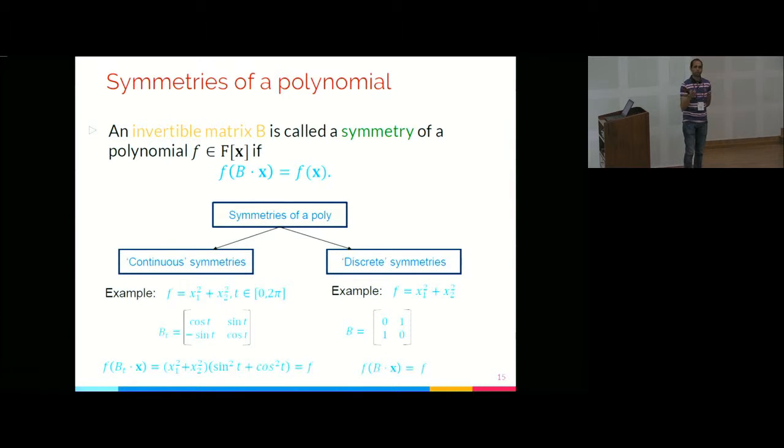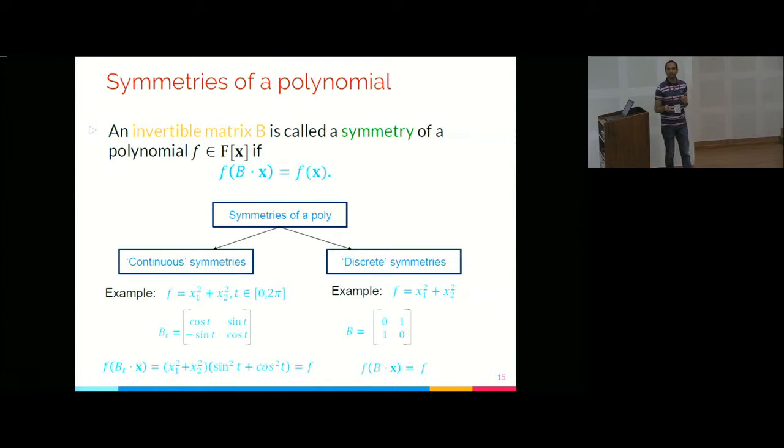So consider the same polynomial, f equals x1 square plus x2 square. First I'm giving the example of continuous symmetries. Take a parameter t from the real numbers 0 to 2π, and your matrix to be matrix Bt like this. On the diagonal you have cos t, and on the off diagonal you have sin t and minus sin t. Now when I multiply Bt with x and feed it into the polynomial, the polynomial becomes x1 square plus x2 square multiplied by sin square t plus cos square t, and I know that this identity is equal to 1, so this is a symmetry of f.